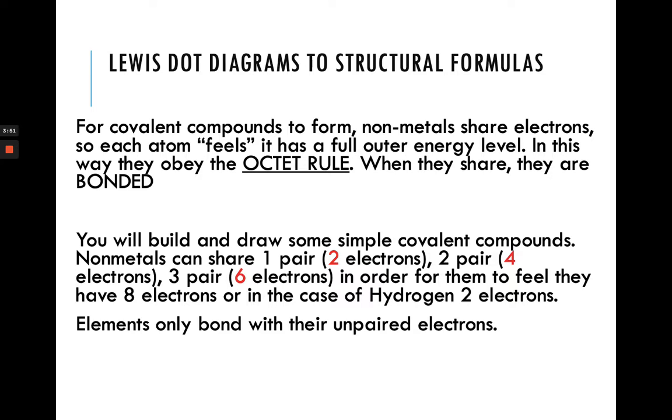Now, you can build and draw some simple covalent compounds. Nonmetals can share one pair, or a pair is 2 electrons, or 2 pair, which is 4 electrons, or 3 pair, which is 6 electrons, in order to feel that they have 8 electrons, or the octet rule. The only major exception, and we'll talk about a couple, is hydrogen, that is satisfied with just 2 electrons because that makes it look like the noble gas helium. One good rule of thumb as you're drawing these structures is to remember that elements only bond with their unpaired electrons in the Lewis dot diagrams.